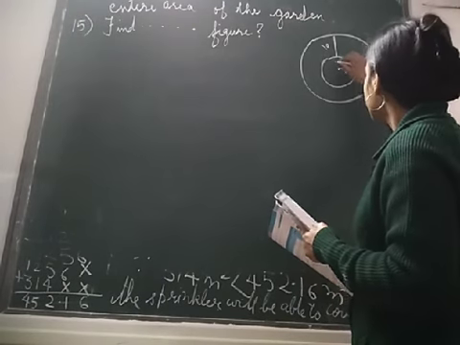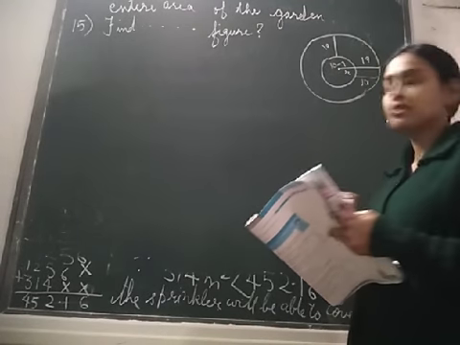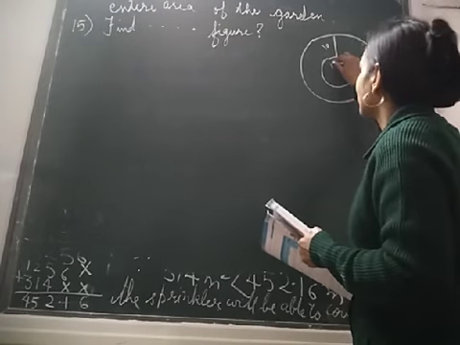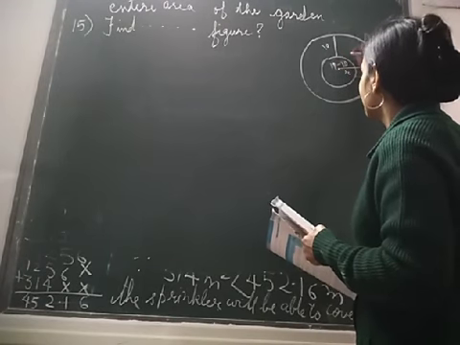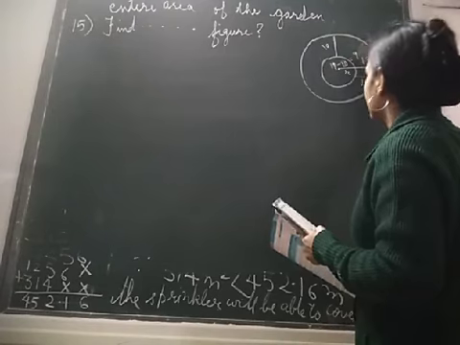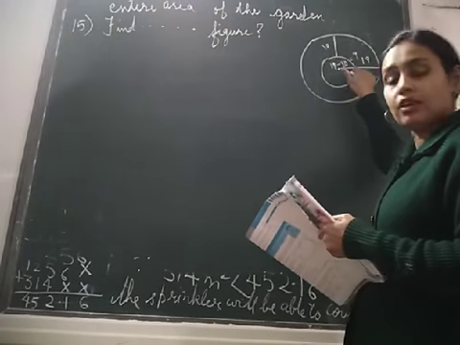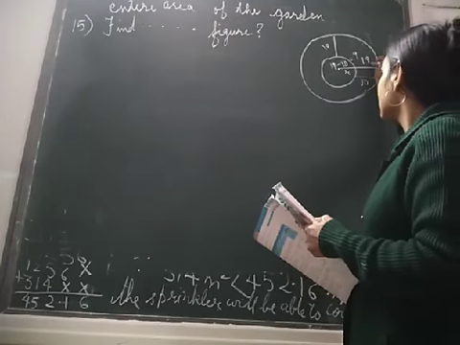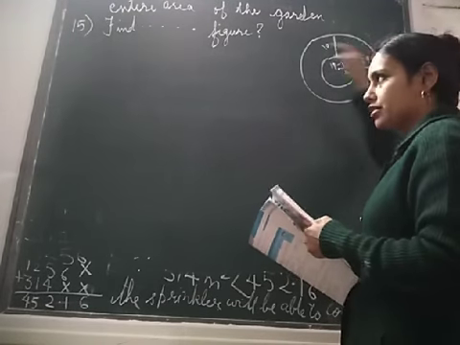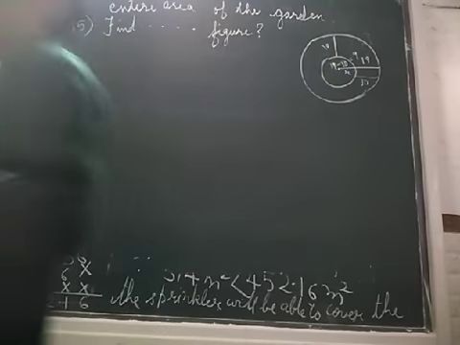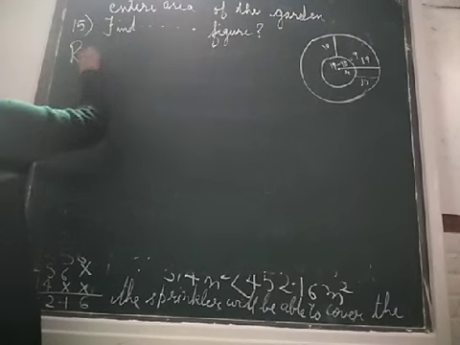So the radius will be 19 minus 10, sorry children, 19 minus 10, which is equal to 9. Okay? So this is the radius of the inner circle and this is the radius of the outer circle. Now whatever is given, we write that and then we find the circumference.